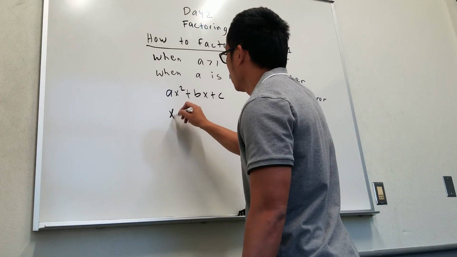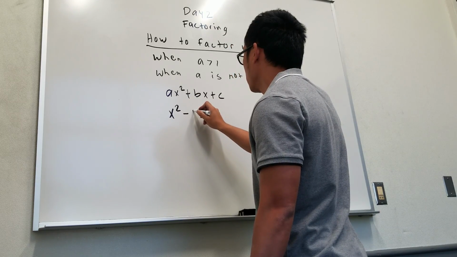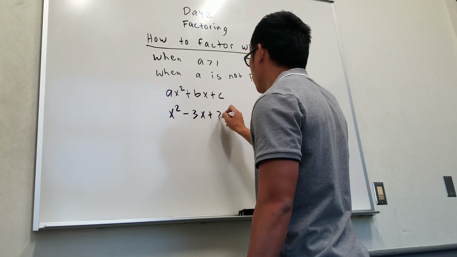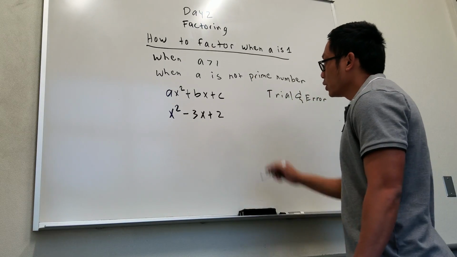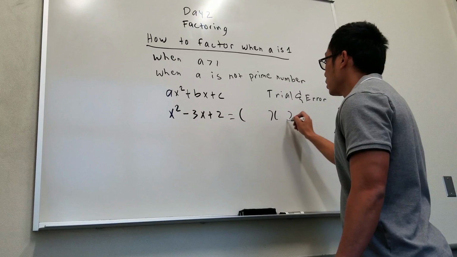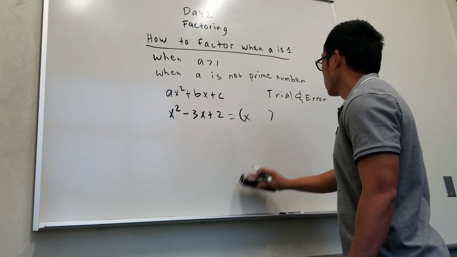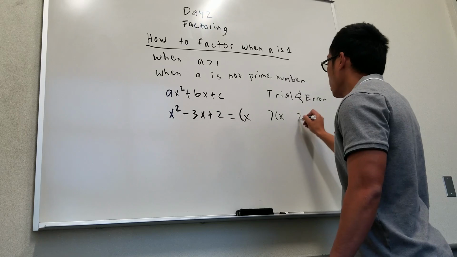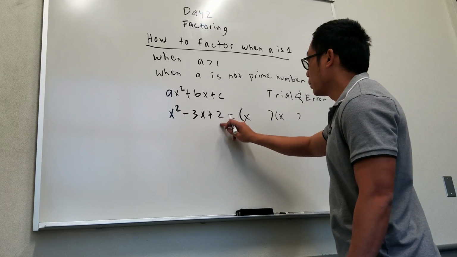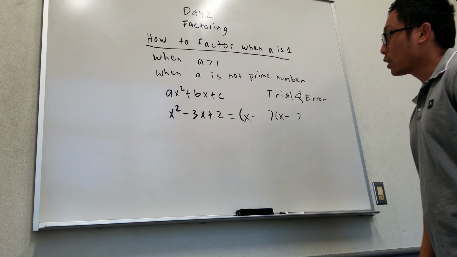Now, another problem. We have x squared minus 4x plus 3. I know it's parentheses, parentheses, and it's going to be x times x, right? Now I know it's negative and positive, so this has to be a minus, minus. Now let's just come up with the numbers.